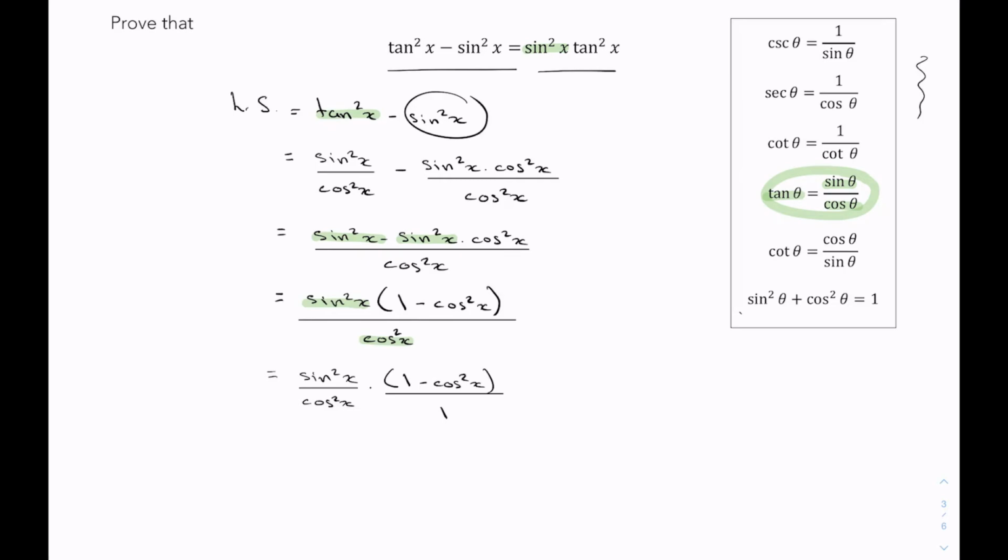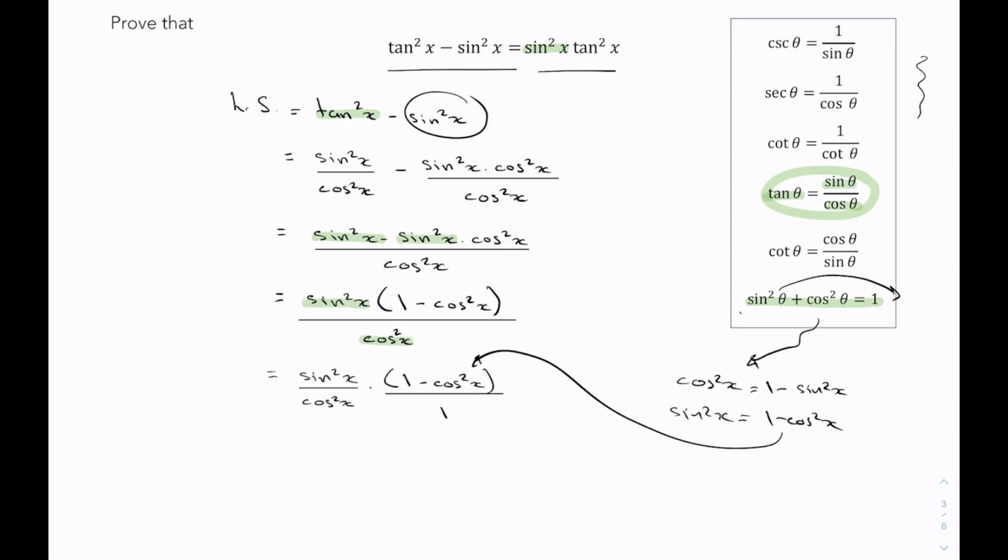And here we're going to have to use a modification of the Pythagorean identity, because remember, that's actually 3 identities in one. We have this one here, but also if we bring the sine squared over to the other side, this is the same as cos squared x equals 1 minus sine squared x. And it's also sine squared x equals 1 minus cos squared x, which is the one that I wanted to use over here.